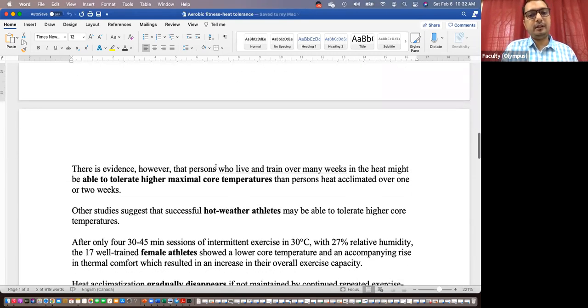So evidence clearly shows that people who live and train over many weeks in the heat might be able to tolerate higher maximal core temperatures. Although those people are trained, let's say, in the Americas or European countries, they have to get trained in hot climates so that their tolerance towards maximum heat retainment in the body is better. The body gets used to it. So these components are incorporated during the training process for athletes who are preparing to perform in temperatures that are very different, especially in hot climates.